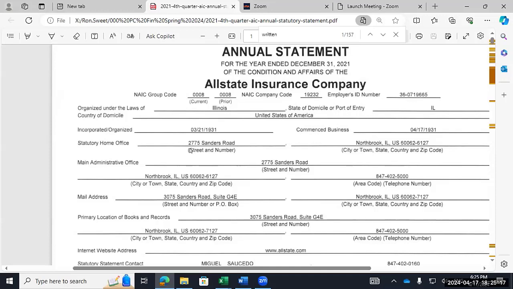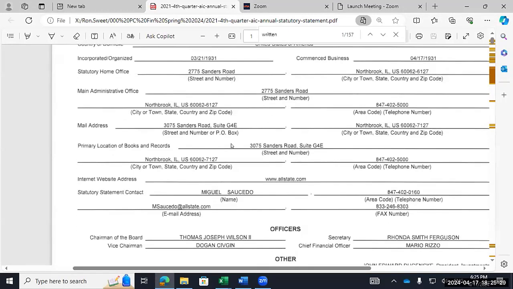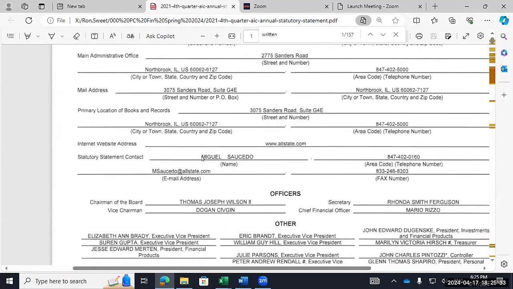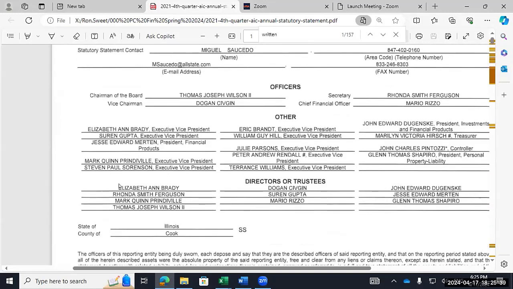United Services. Yeah, United Services. So they start off as an auto insurance company because military officers couldn't buy auto insurance at a good rate. So USAA started. They tell you where they're located. Obviously, they're in Illinois. They give you some contacts here.